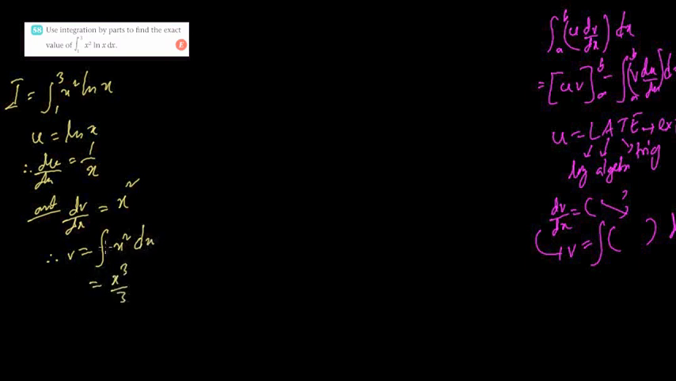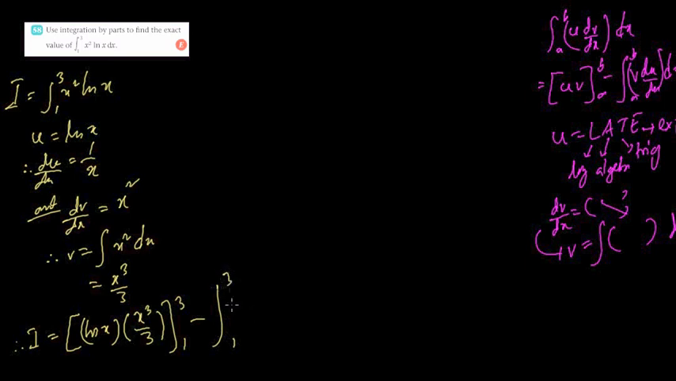Although this is an indefinite integral, until the sum is done we don't put a plus C, and besides, the actual sum is a definite integral, so we do not have to put a plus C. It will be a numeric answer. Since we know the value of u, du by dx, and v, we can plug it in. So I equals uv, that means ln x times x cubed by 3, limit 1 to 3, minus the integral from 1 to 3 of x cubed by 3 into du by dx, which is 1 by x, dx.